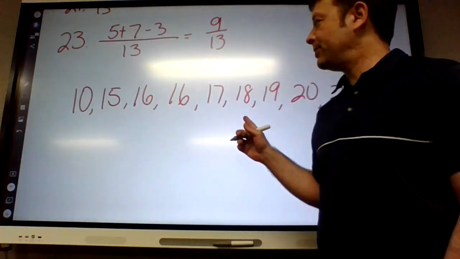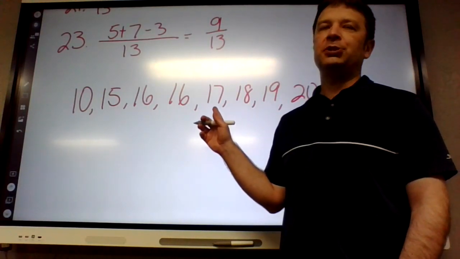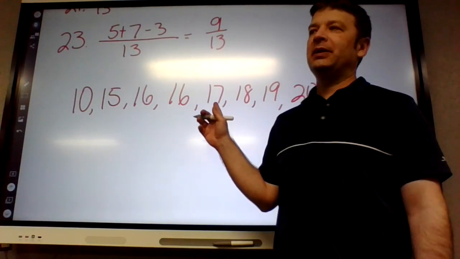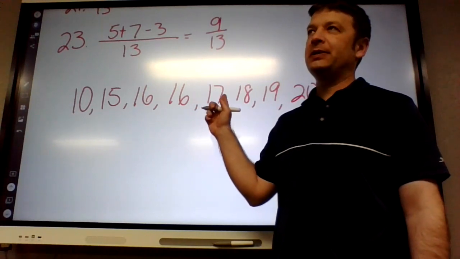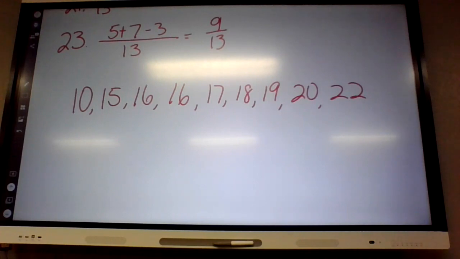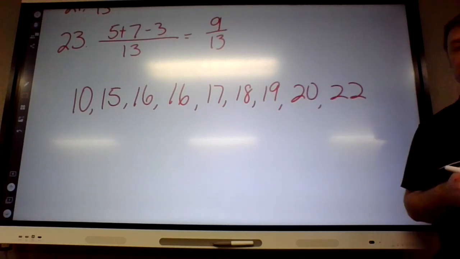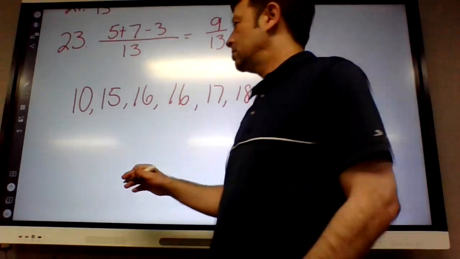Okay, 32. How do we find the mean? Shh, listen. Mean is the average. How do you find the average? Add them together, divide by the number of numbers. How many numbers are there? 9. There's 2 16s. That's why. There are 2 16s.